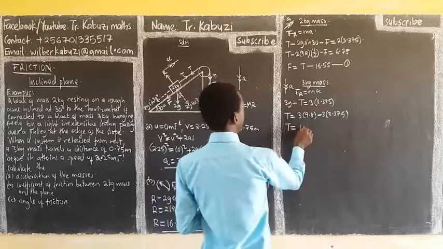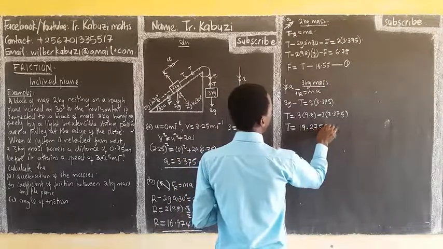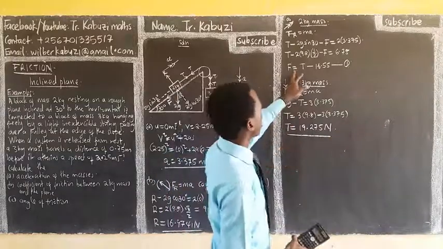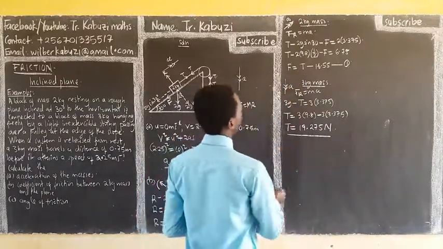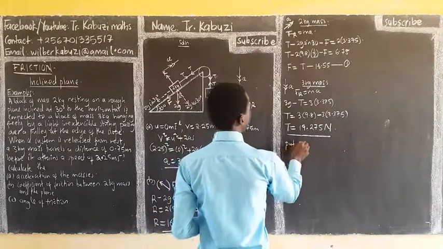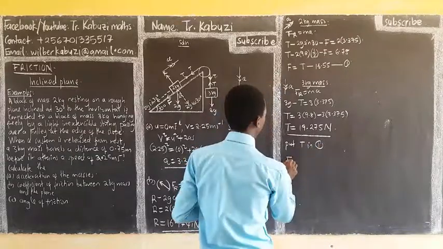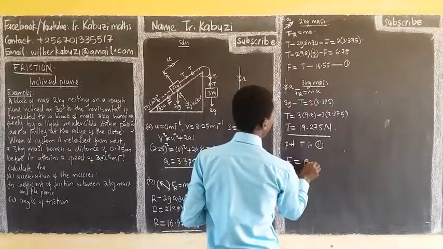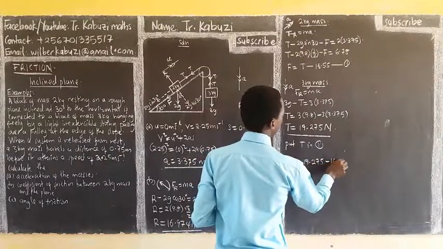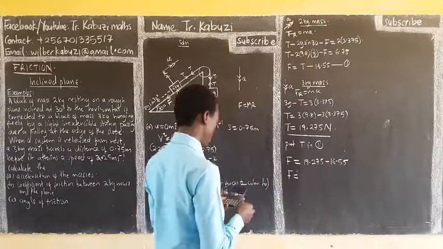So from there, our T is going to be 19.275 newtons. So we have our tension. If we have this T, you can come and substitute here and we get our F. So put T in equation 1. So from here you have our F equaling to 19.275 minus 16.55.